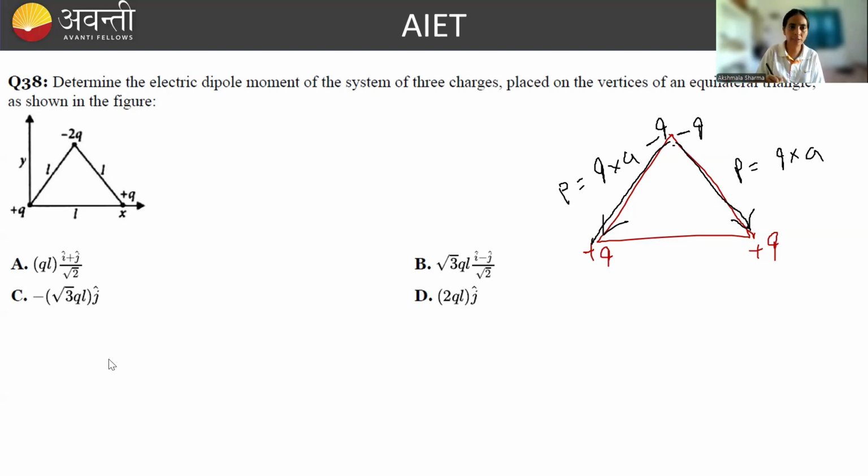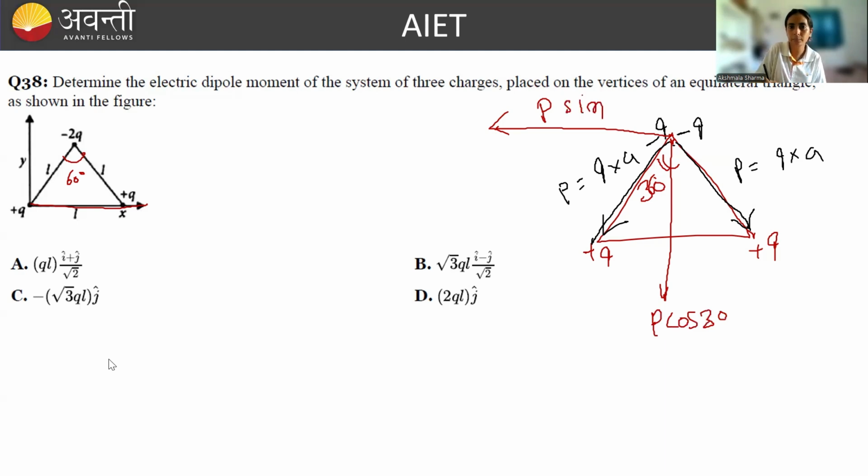So in terms of i cap and j cap, if you go on to solve, this is the x-axis, this is the y-axis, everything is given. So if you break this P, this is your P. Let's say this angle is, this whole angle is 60 degree. So dividing it by half, this is 30 degree. Done. So this P has two components. One along this, this is your P cos 30. And this will become how much? This will become your P sin 30.